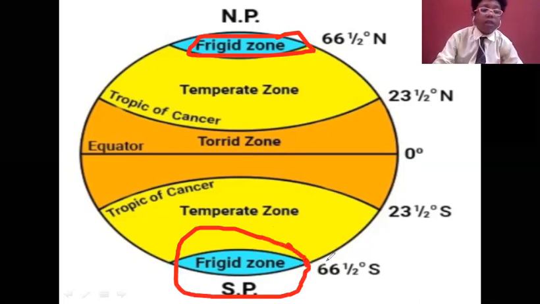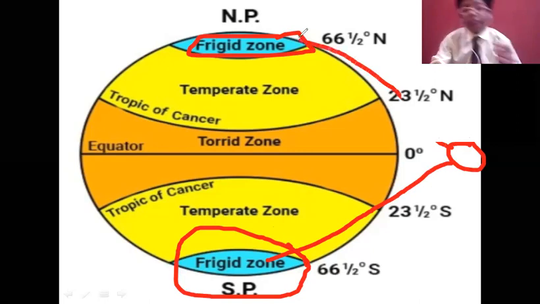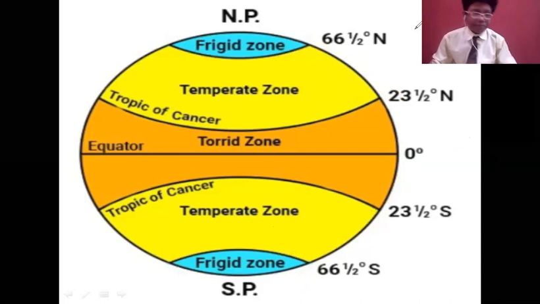The sun never rises high above the horizon in this area. The rays fall extremely slanting and do not carry much heat. It means that if the sun is here, the rays of the sun come like this, so there is not much heat here. So the climate throughout the year always remains cold.